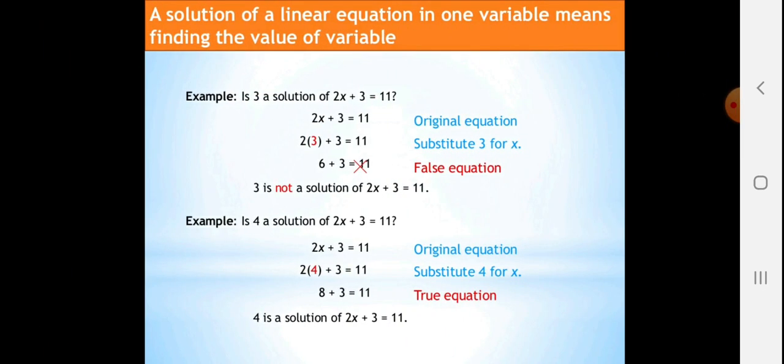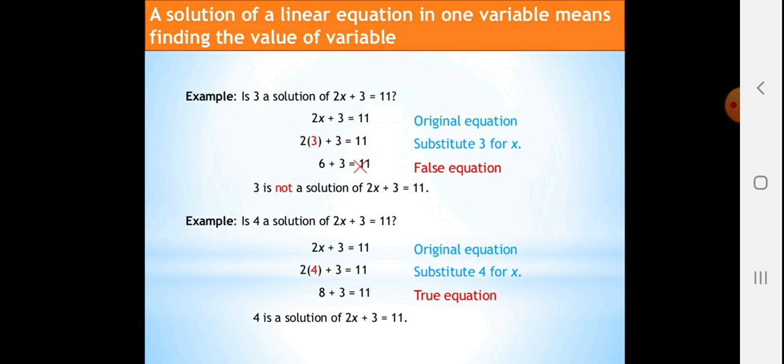Now let's solve a few more examples and check whether they are true or false. Is 3 a solution of 2x plus 3 is equal to 11? So what will you do? You will put the value 3 in the place of x and check whether LHS is equal to RHS. 2 in the bracket 3, 2 threes are 6, plus 3 is equal to 9, which is not equal to 11. So you can say that 3 is not a solution of the given equation.